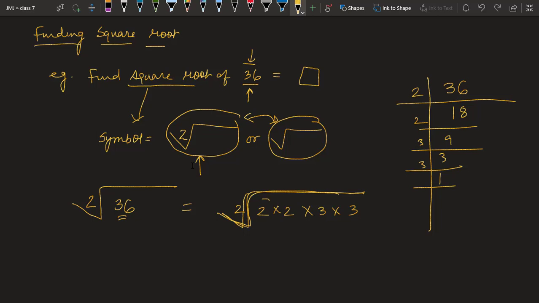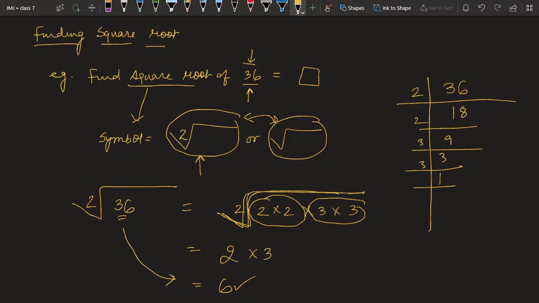If you see, we have a pair of 2. So what will happen? This square root will allow one 2 to come out. Similarly, we have a pair of 3. It will allow a 3 to come out, and the answer will be 6. So we can say square root of 36 means 6.